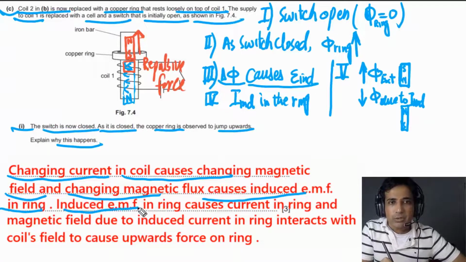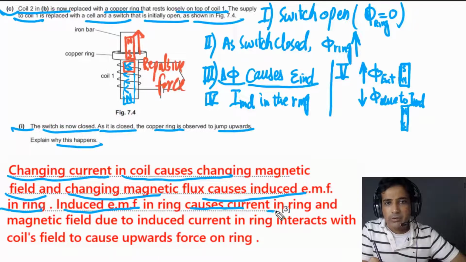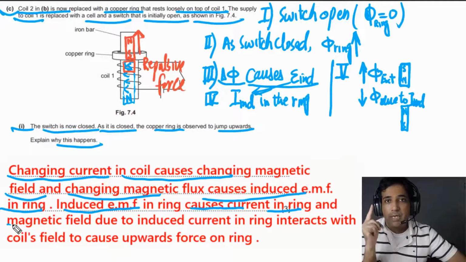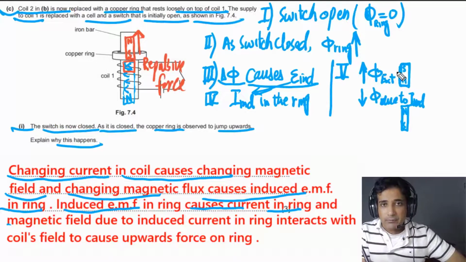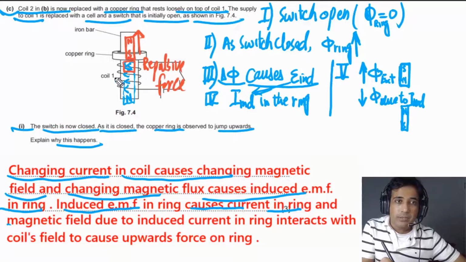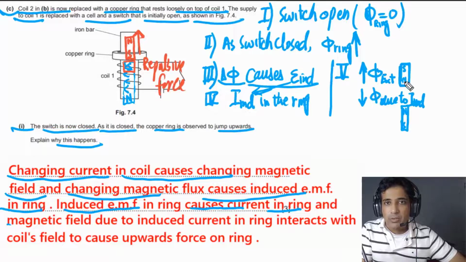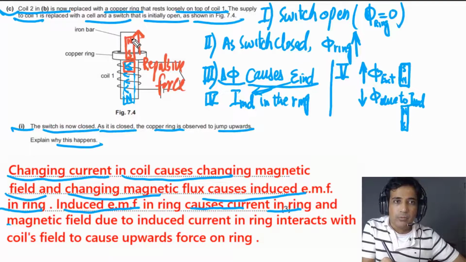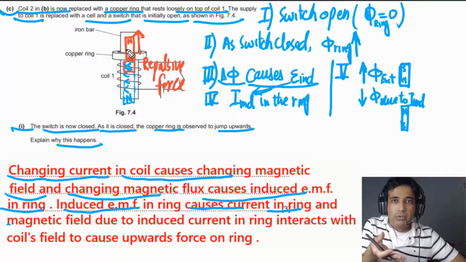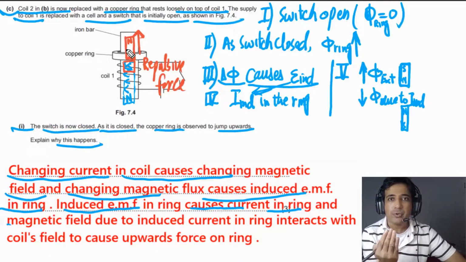And induced EMF in the ring causes current in the ring. Means induced EMF causes induced current in the ring. And induced current has its own magnetic field. And that magnetic field is in opposite direction to the external magnetic field, meaning the magnetic field of coil 1. So as we have discussed, this one has north pole at the bottom, this one has south. So if we draw these two magnets together, you can see same poles repel each other. So there is a repulsive force, and it will be pushed upwards.